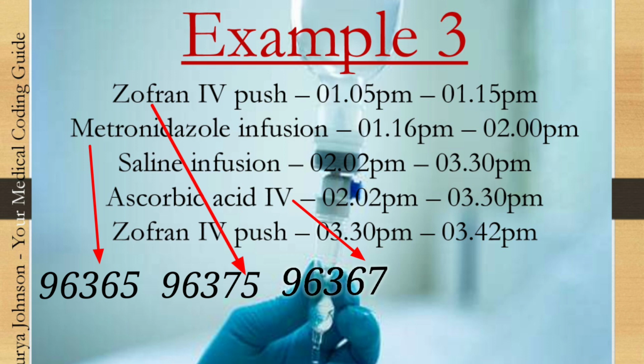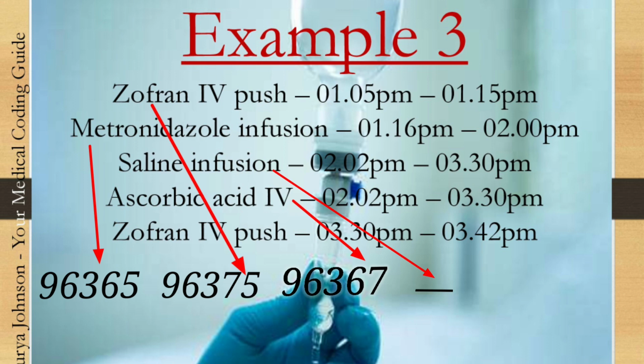Then comes the saline infusion. In this case, we will not code saline infusion as 96361 separately. The reason is it was given at the same timing as the ascorbic acid. You can see from the timing, saline infusion and ascorbic acid infusion are given from 2:02 p.m. to 3:30 p.m. So it is concurrently given. So when there is a drug administration concurrent to a hydration infusion administration, then we can code only the drug administration code. So we'll code only 96367 here.